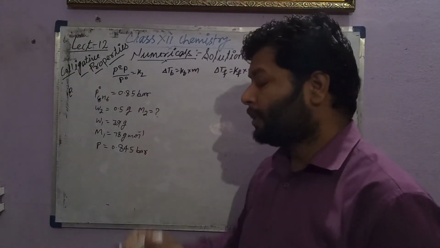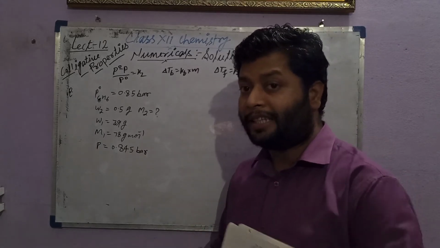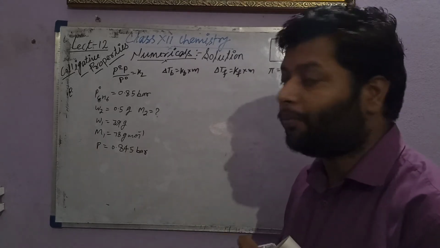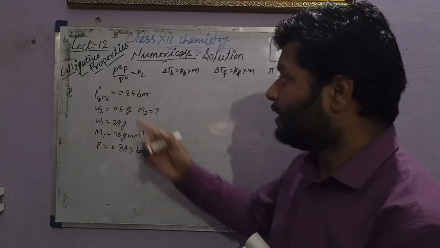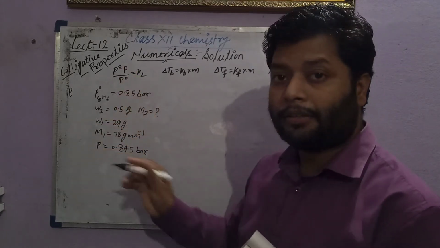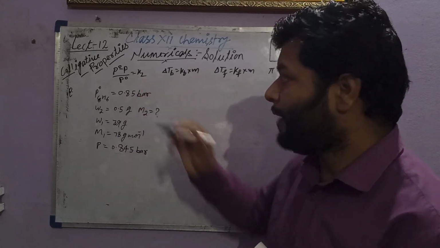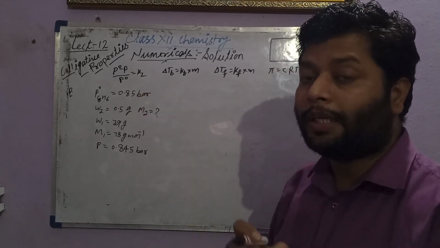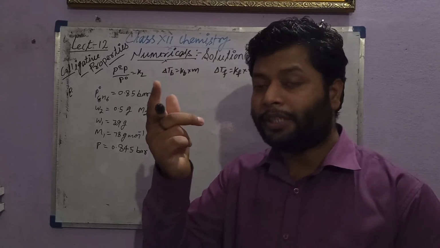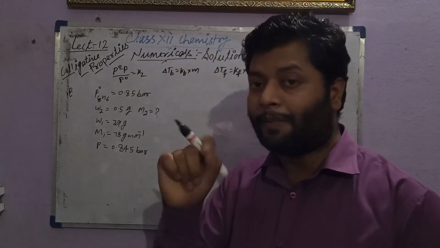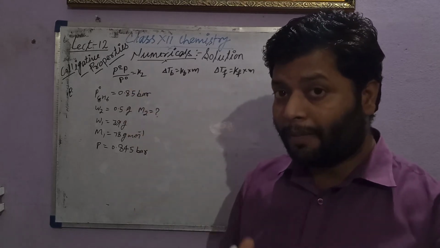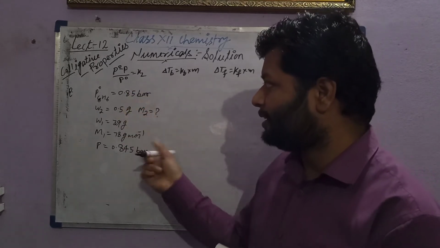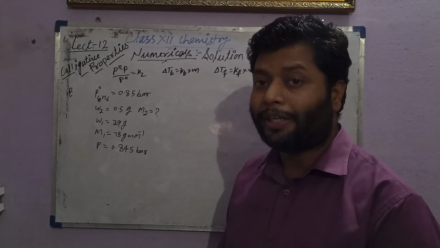You can see the different given conditions. On the basis of that we have to use the formula of relative lowering of vapor pressure, because P naught and P, all the things are given. Mole fraction of solute is the moles of solute, N2, upon moles of solution, N1 plus N2, and mole can be defined as given mass upon molar mass. With the help of that we can attempt this question on relative lowering of vapor pressure.